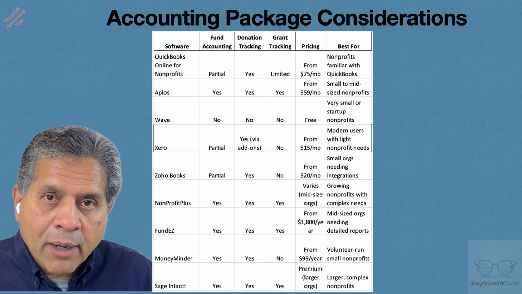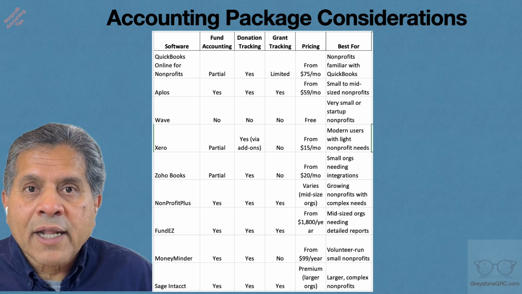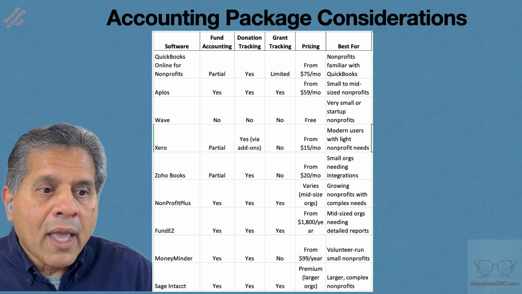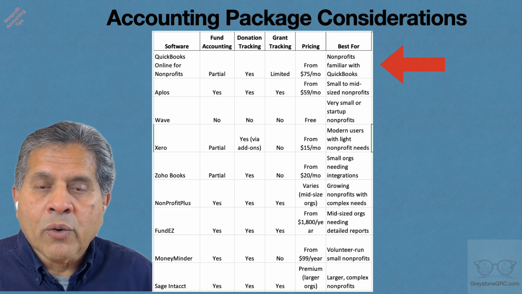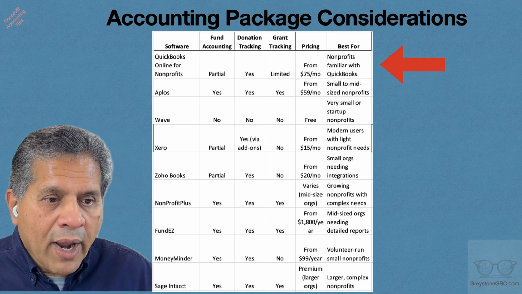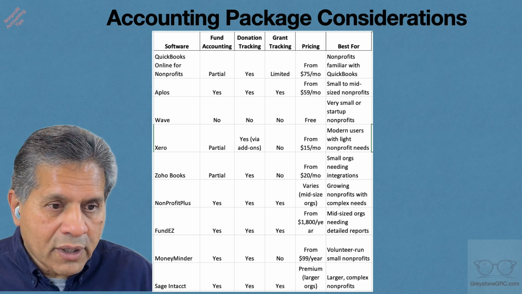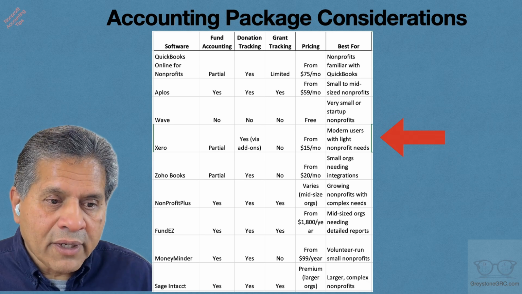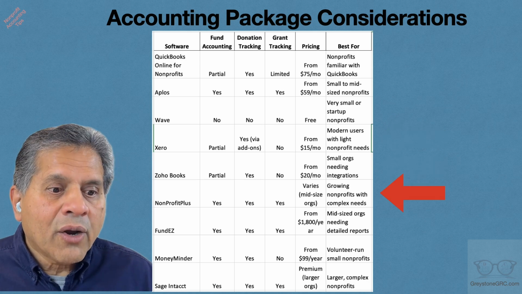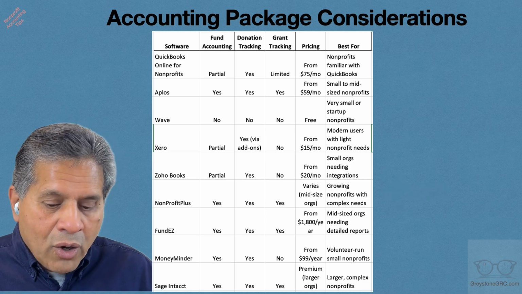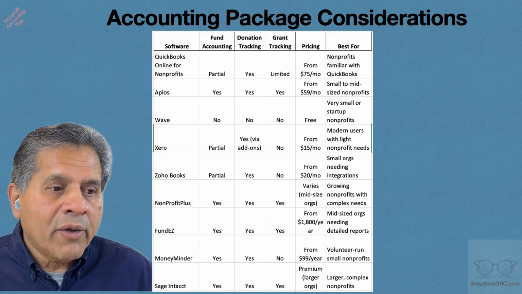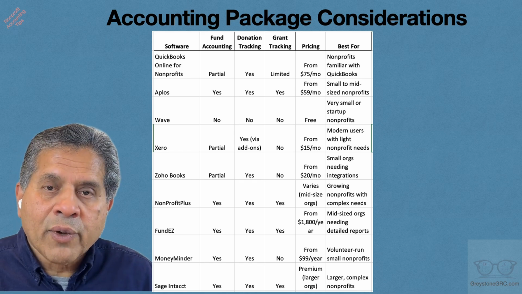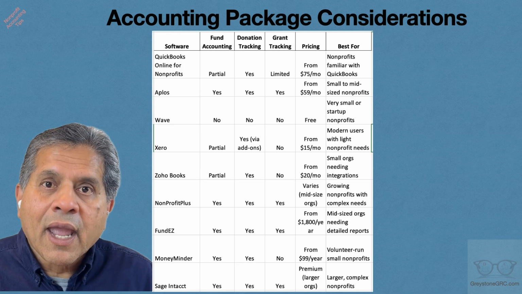Now you really need to take a look at that pricing because the pricing often is listed at the lowest level. So if you need this level of functionality, you might need to move up the tier. And so it says it's best for nonprofits familiar with QuickBooks. So if you look down the right and figure out where your nonprofit falls, is it small to mid-sized? Is it very small? Is it for modern users with light nonprofit needs, small organizations needing integration, growing nonprofits with complex needs, etc.? Once you've identified that, you can flip over to the left and see which software meets your requirements. And then you can go and research that software to see pricing, functionality, and decide what's the right fit for you.